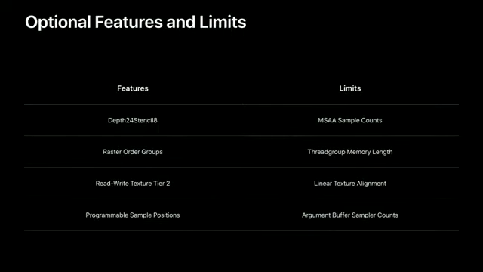Now, a family specifies the general behavior of GPUs in that family, but some important features and limits are not supported uniformly across a family, such as depth-24 stencil-8 pixel formats and the number of MSAA samples in a pixel. So to handle those cases, the Metal device provides an API to query for each of those features directly. But as you can see, there are not many features that fall into this category.